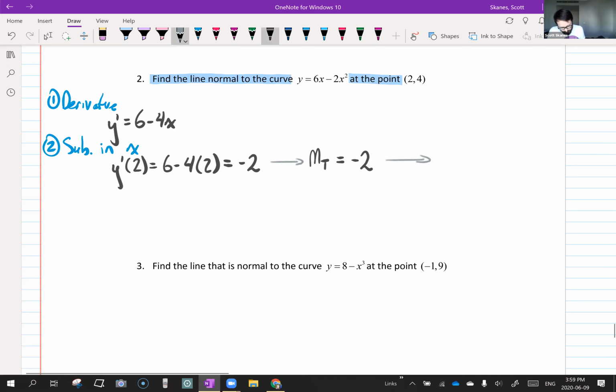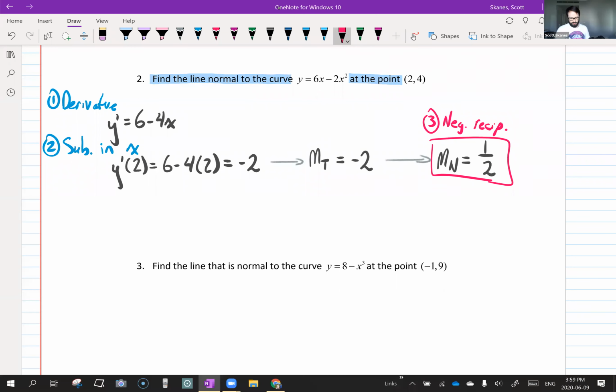That's not enough. I need the slope of the normal. And it looks like you got it now, Muhammad, 1 over 2. That's perfectly correct. Third step is the negative reciprocal of the tangent. The fourth step now is the same as before. Use y equals mx plus b.